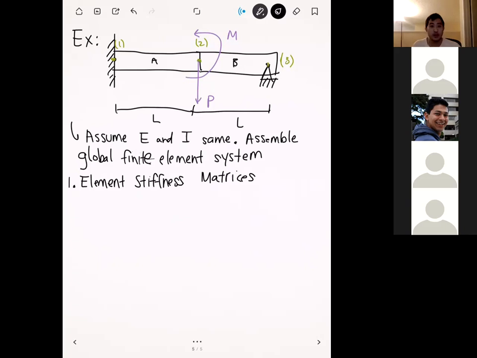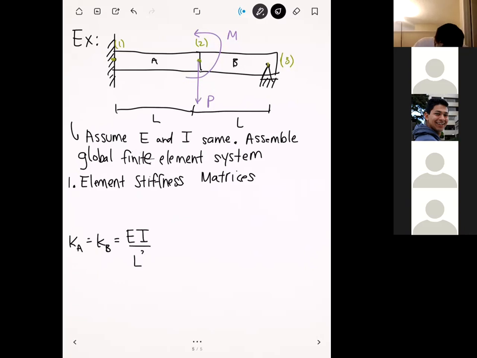Okay. And so in this case, the element stiffness matrices for A and B are going to be the same, right? Yeah. So hopefully this brings back memories from statics. Okay. And so we have KA and KB. These are both going to be the same, so I'm only going to write it once.